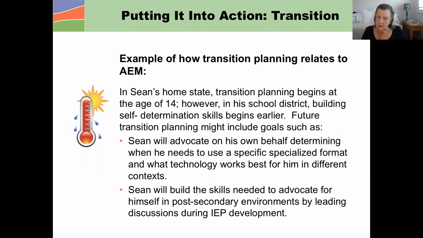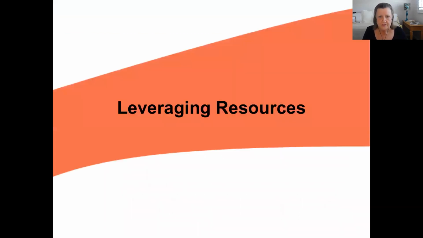And then the second one is Sean will build the skills needed to advocate for himself in post-secondary environments by leading discussions during IEP development. As Diana said so well, the push system of K-12 education is a very different place than the pull system of post-secondary education, workforce development, adult services. So if a student does not have the opportunity all the way along to learn more about how to advocate for themselves, specifically related to not only these issues, but others, we really are not doing everything we should be doing for them as their teachers.